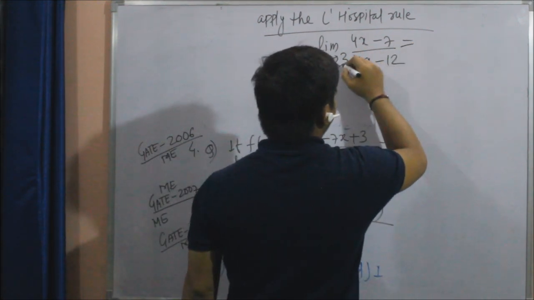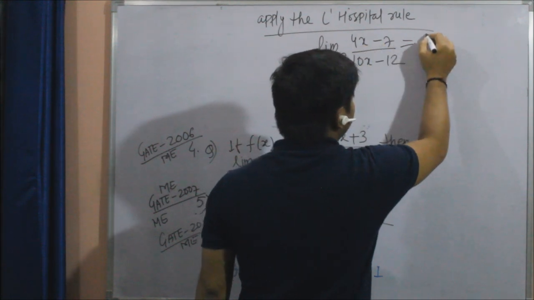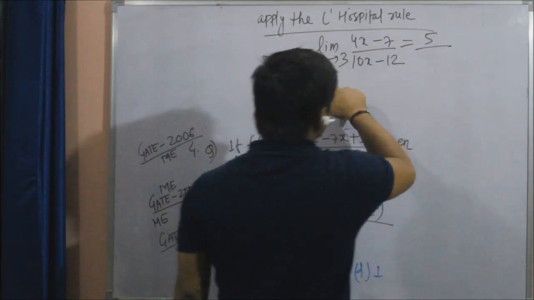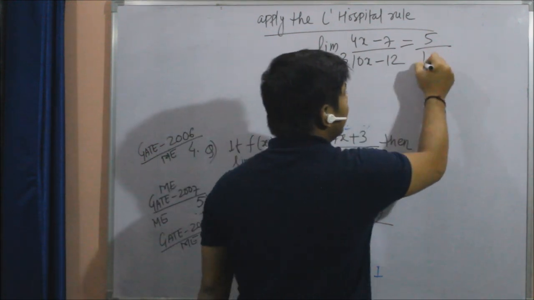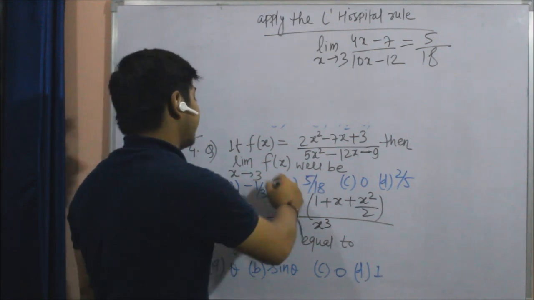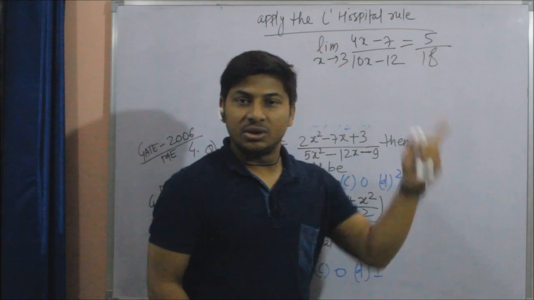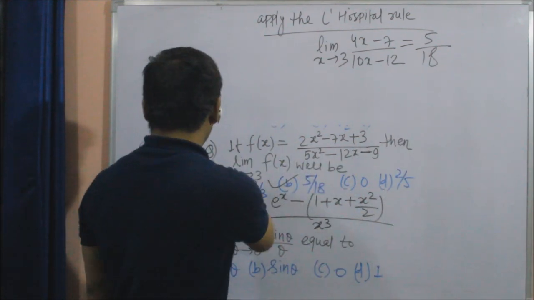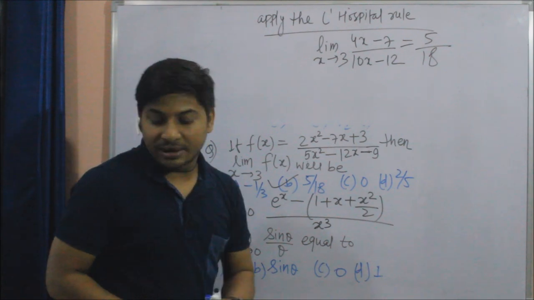What you'll get, just this is 4 3's are 12, 12 minus 7 gets, this is 5 upon this 10 3's are 30 minus 12, this is 18. The answer will be 5 by 18. Means एक ही step के बाद हमें determinate form मिल गया, to that will be the answer directly. So this was the question of GATE 2006 mechanical.